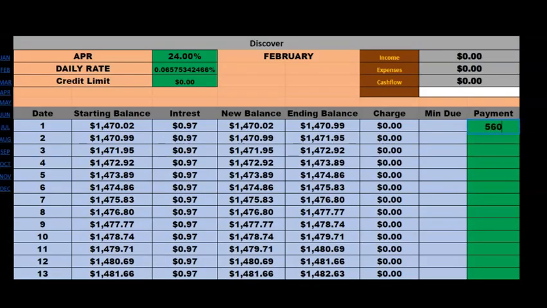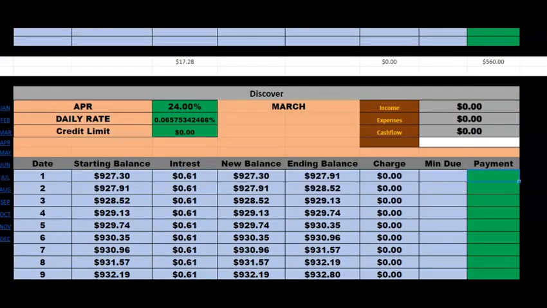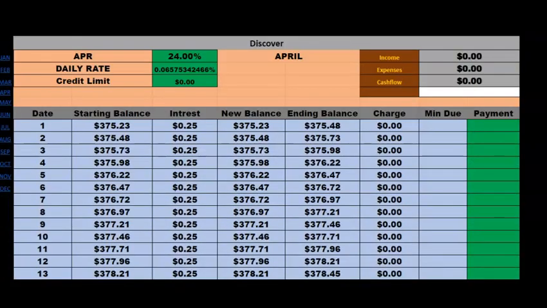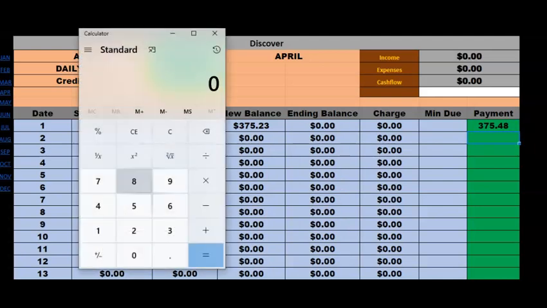February, $560. March, $560. April, we'll pay $375.48. So if we take the $560 cash flow, we subtract the $375.48, we end up with $184.52, and we're in the month of April.